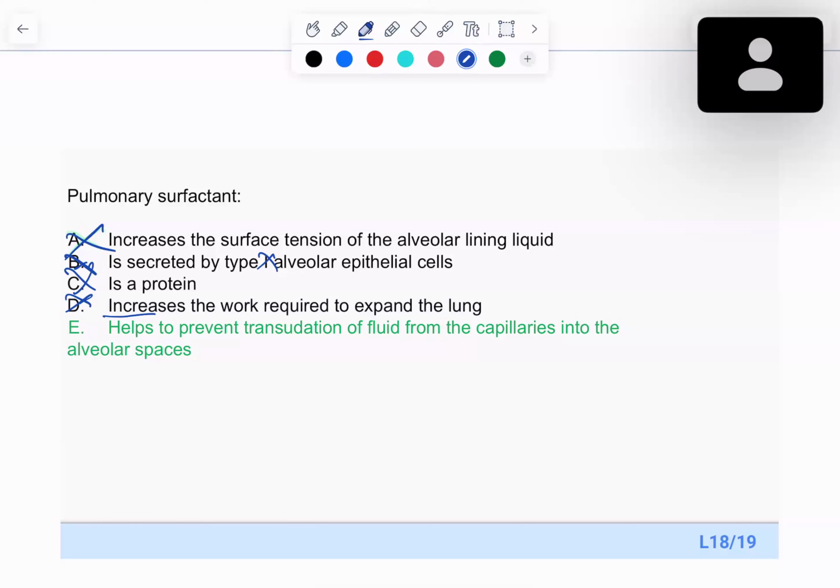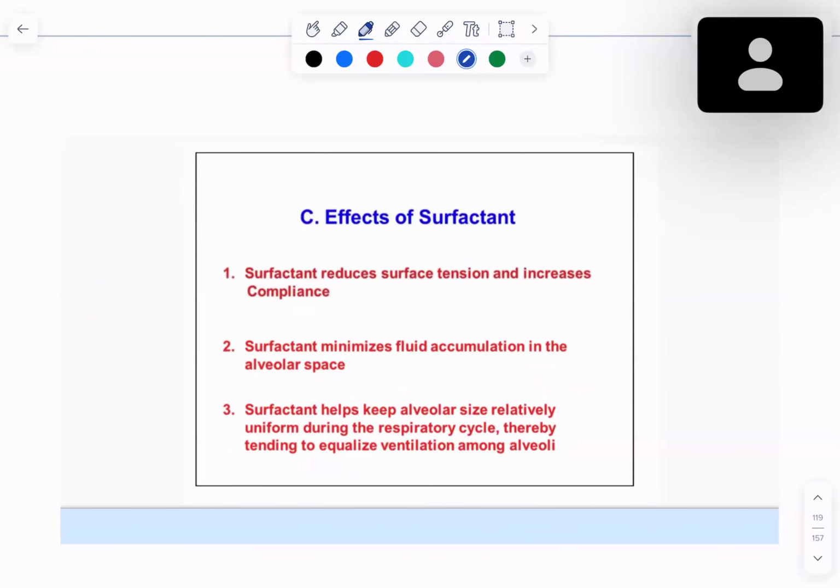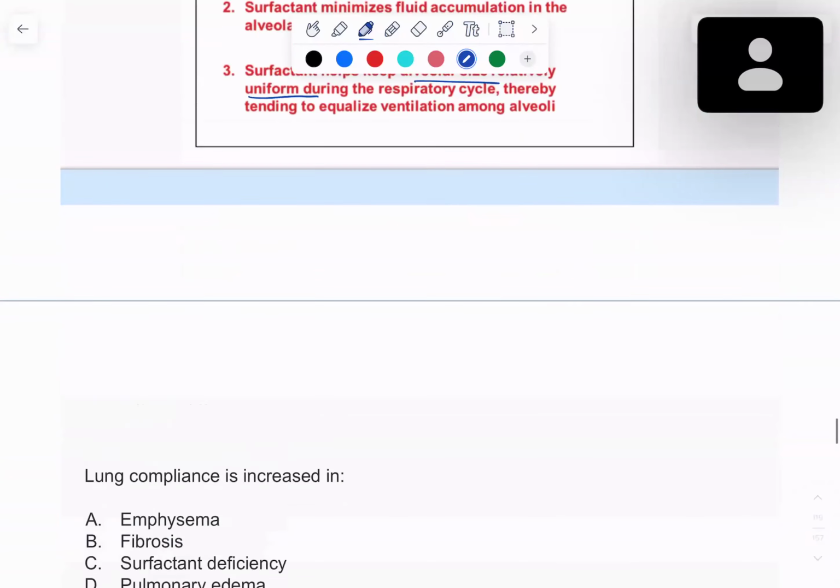Now, the surfactant is a layer that is lining the alveoli, right? This layer is lining the alveoli, and after that you have the capillaries. If you have surfactant, you're preventing the fluid in the capillaries from going there. So it helps to prevent the fluid from going in there and causing pulmonary edema. And here, this is the slide that tells you that it reduces surface tension, increases compliance, and therefore decreases the work the lung has to do, minimizes fluid accumulation, and it keeps alveolar size relatively uniform. Is this clear?